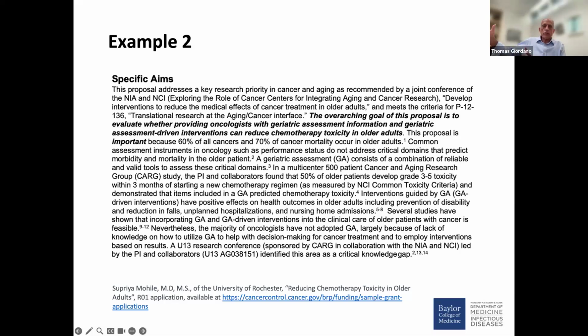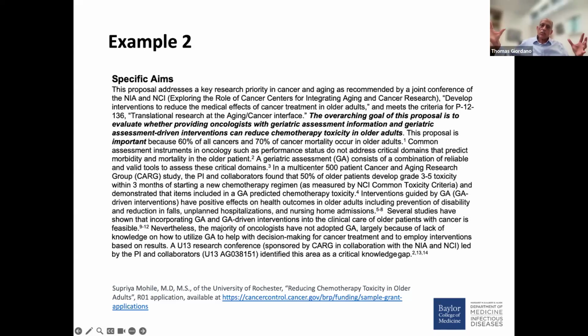Totally different set of work. This is in people. Specific aims. Proposal addresses a key research priority in cancer and aging as recommended by a joint conference of the National Institute of Aging and the National Cancer Institute. And they cite the joint conference paper, and meets the criteria for the P12-136, which I presume is the funding announcement, translational research in the aging cancer interface.